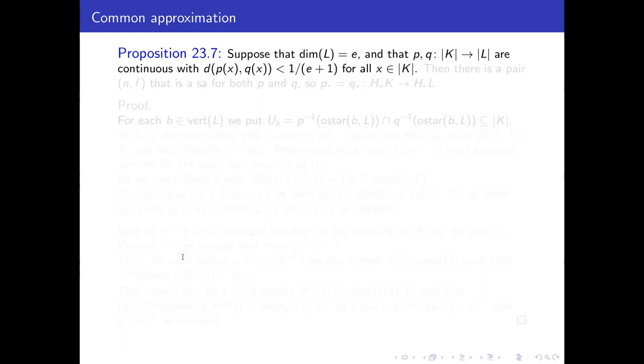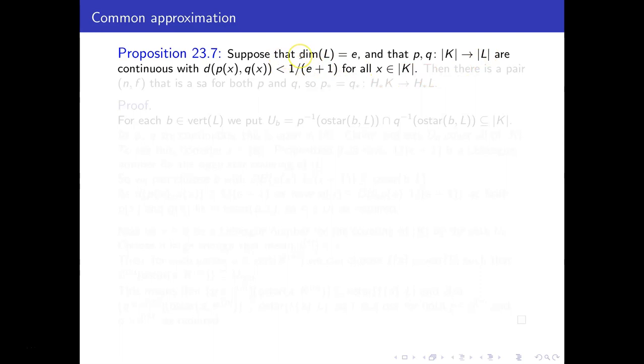So here we've got two simplicial complexes K and L, and two maps P and Q from mod K to mod L, that are both continuous. And we're going to suppose that they're very close together. We're going to prove that if two maps are sufficiently close together, then they have the same effect in homotopy. And how close do we need? Well, it depends on the dimension of the complex L.